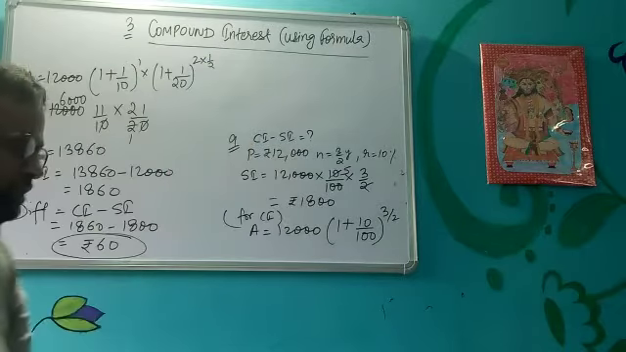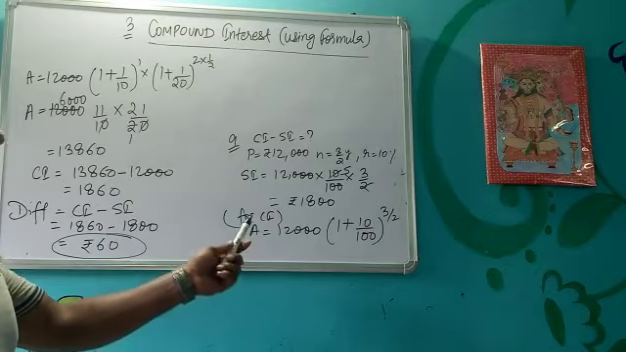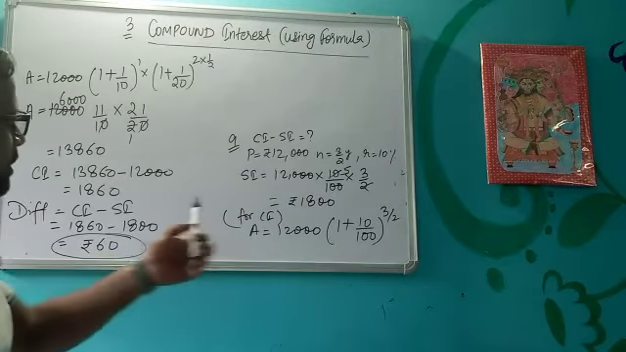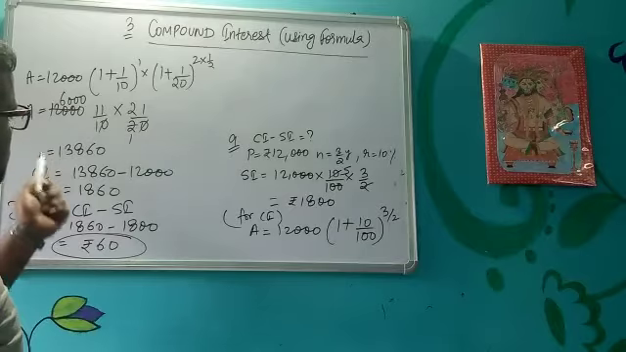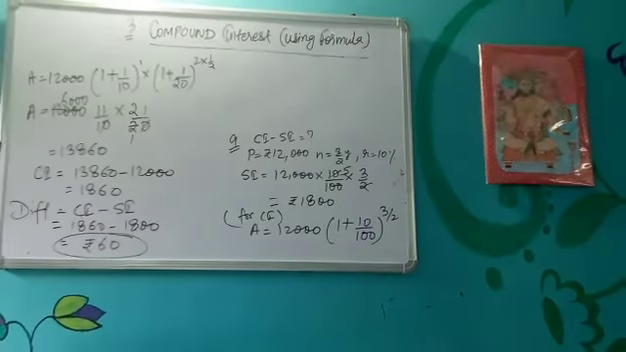So two formulas we have used in this, one for the SI and then for calculating the CI, since it was compounded yearly, so we have used the yearly formula. Then after calculating the amount, we calculated the CI, then we got the difference as 60 rupees.